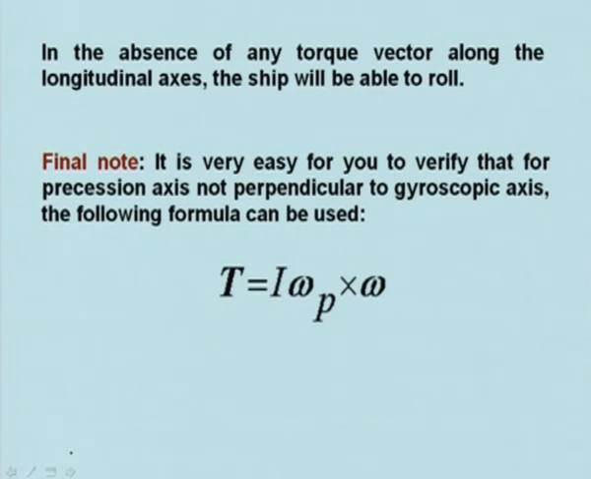So this is the thing. Now finally about this thing, you can easily verify, we have said T is equal to I omega P into omega, if the directions of precession angular velocity and spin angular velocity are perpendicular to each other. Otherwise the formula is T is equal to I omega P cross omega, the cross product of the precession angular velocity and the spin angular velocity.